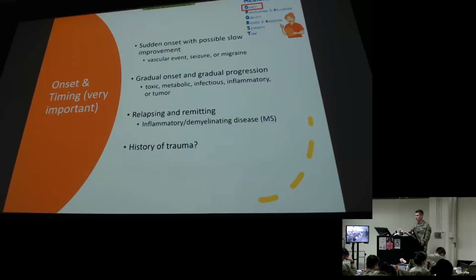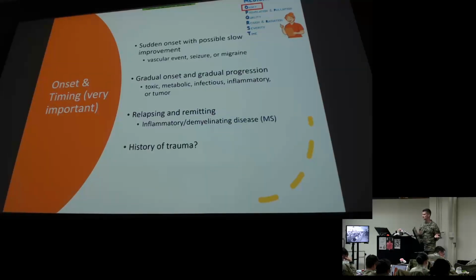If something has a very gradual worsening over months to years, is that typically vascular in nature? Not so much. That's not how strokes present. More often, those tend to be toxic, metabolic, infectious, those inflammatory things. MS comes across as that a lot of times, or tumors, because those tend to be slow growing.